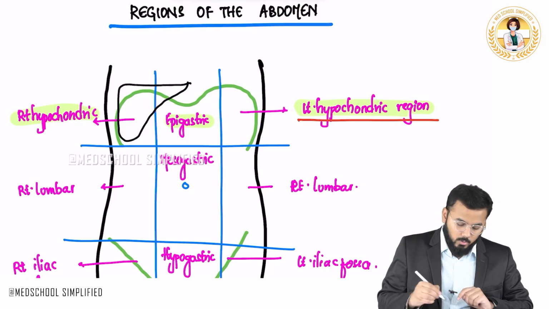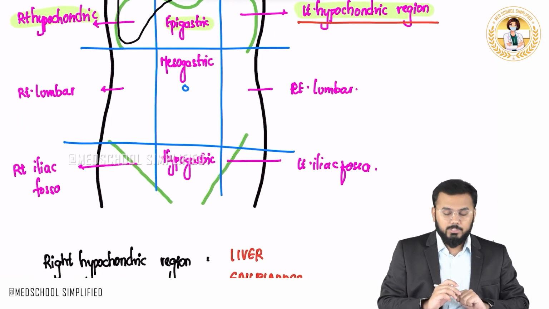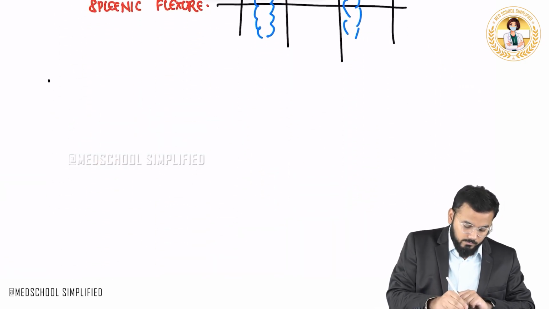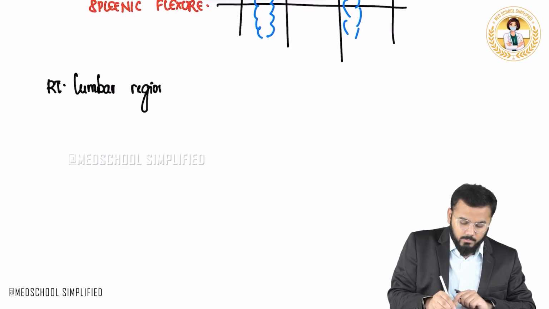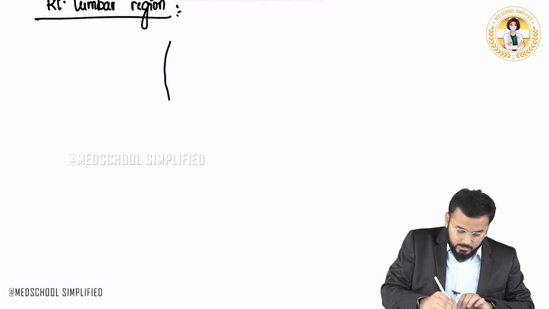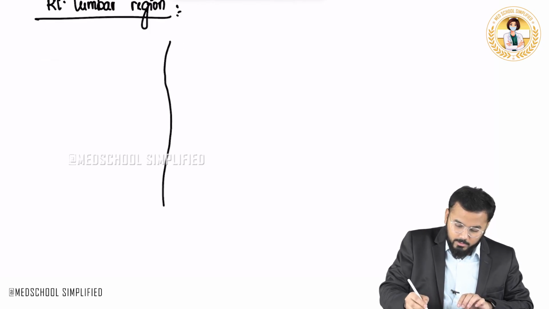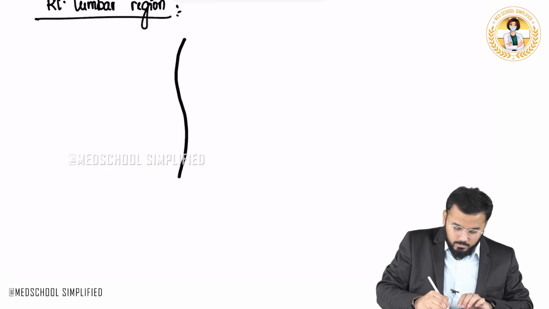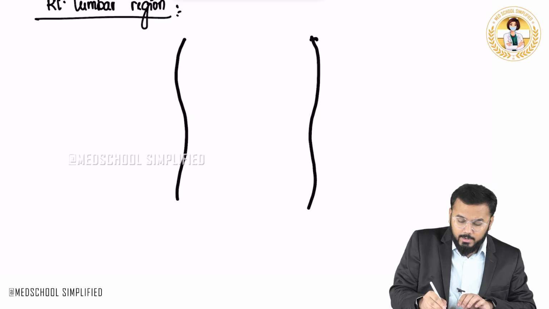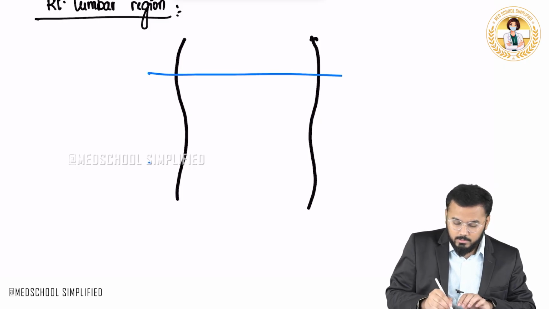Next we shall go on to the right lumbar region. In the right lumbar region, what are the things you have? Now in the right lumbar region, if you see here, guys, this is the border over here, and I'm drawing the lines like this.